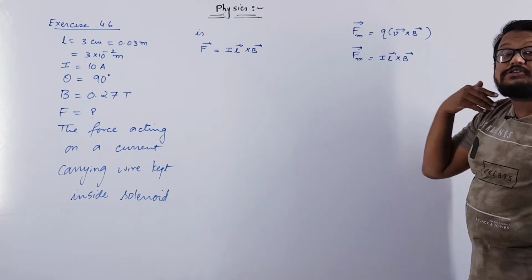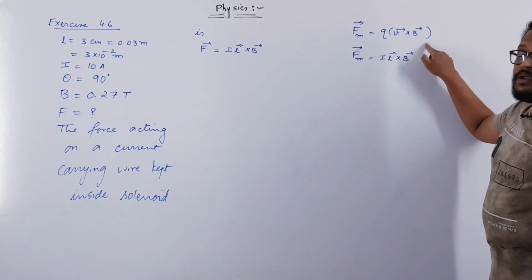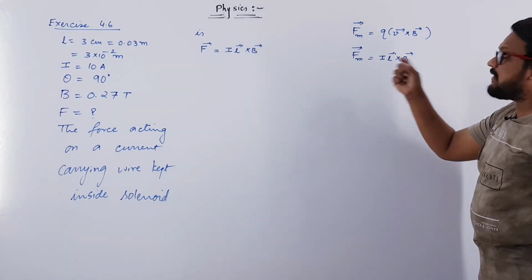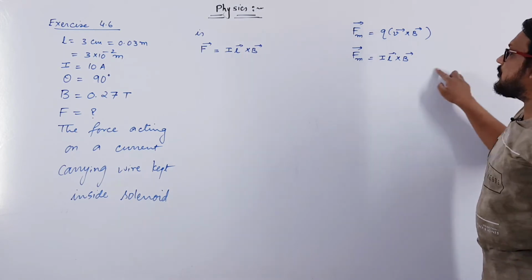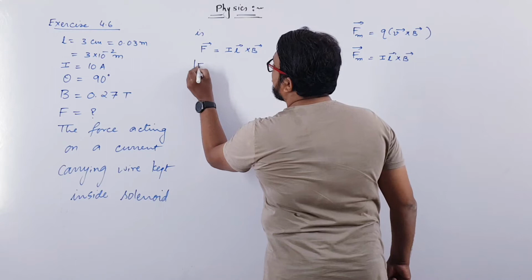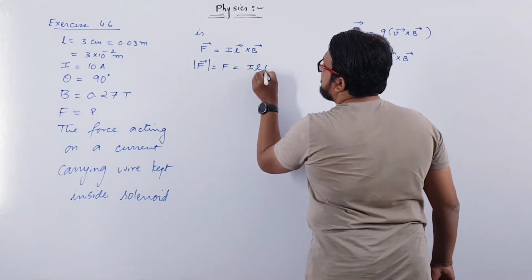And since the charged particle is in motion, obviously velocity will be there. So this is the formula for that. But for a wire which is carrying current, you should remember that the current is I. So this formula you have to use. So F equal to IL cross B, and the magnitude of force F is ILB sine theta.